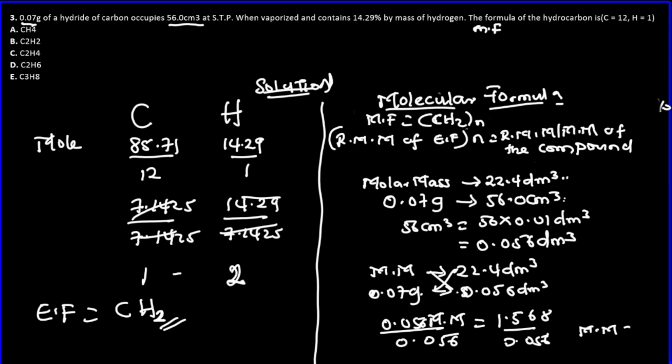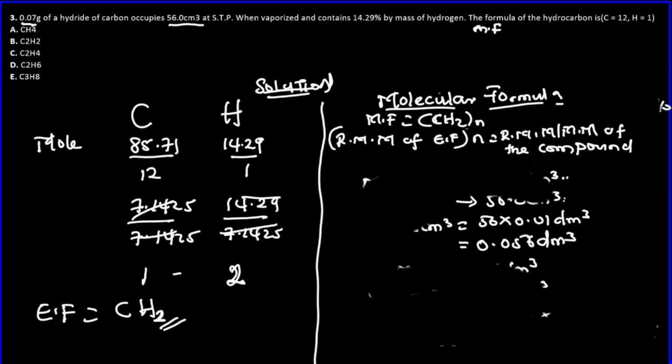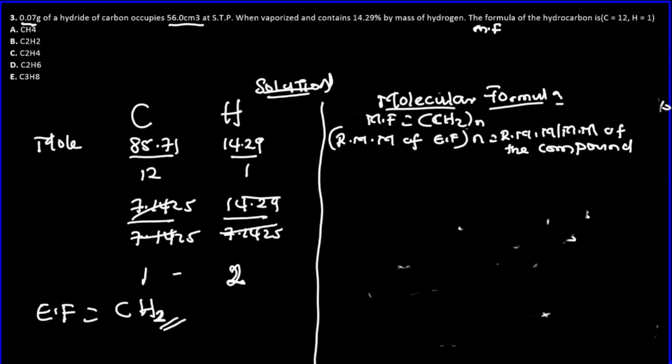So the molar mass equals 28. We have found the molar mass to be 28, so the relative molecular mass is 28. Now, since we know the molar mass, we can find the relative molecular mass of the empirical formula, and then use it to find n.